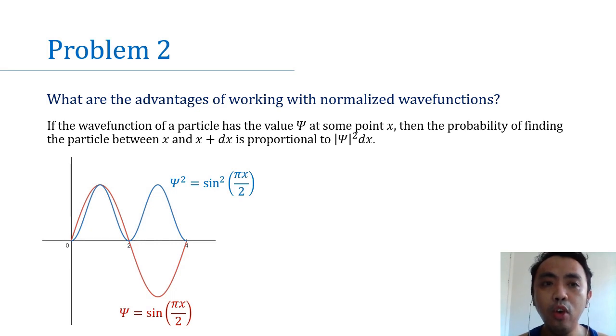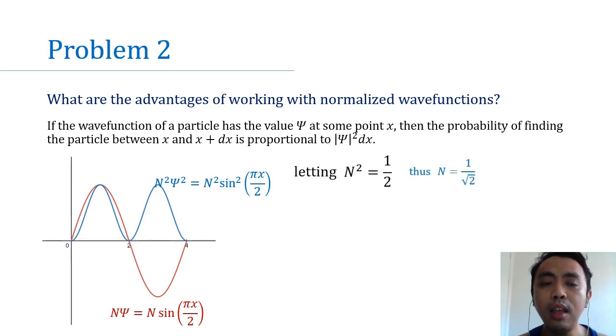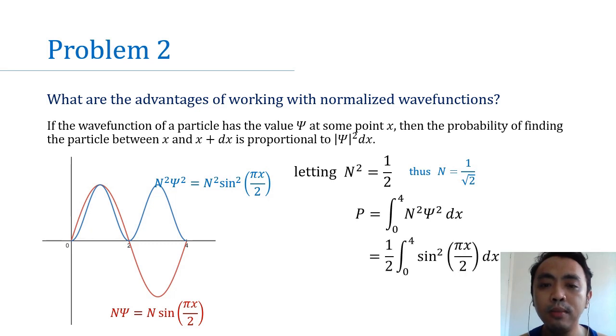However, if we normalize the wave function by multiplying a normalization constant N to psi, we can make the probability over all space be equal to unity. Setting N squared equal to 1/2, we find that the probability of finding the electron anywhere along the tube now becomes equal to 1.